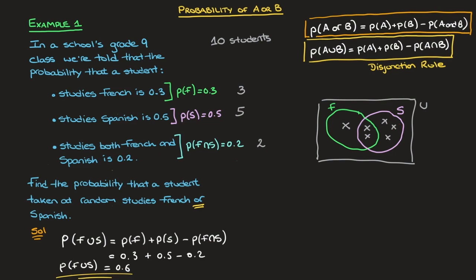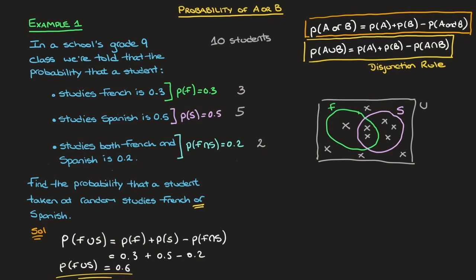There we go. Finally, since there were 10 students in total, and at the moment we have 1, 2, 3, 4, 5, 6 on our Venn diagram, I need to add 4 students to the universal set. Say here, here, and here. These 4 students study neither French nor Spanish. Perhaps they study another language. That being said, our Venn diagram is now complete. Indeed, we've placed all of the 10 students inside it.